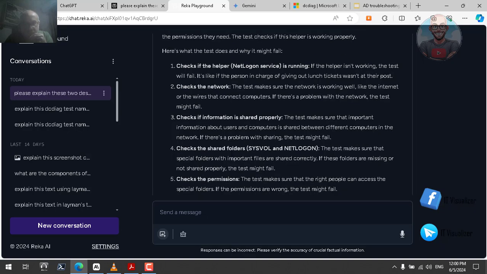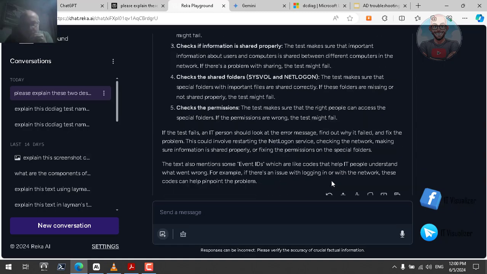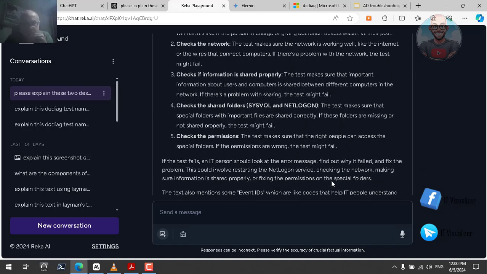DNS, but he's saying that check if the information is shared properly. He's talking about replication. This refers to replication, and this refers to DNS. This refers to sysvol, and check for permissions. Okay, seems to be good.